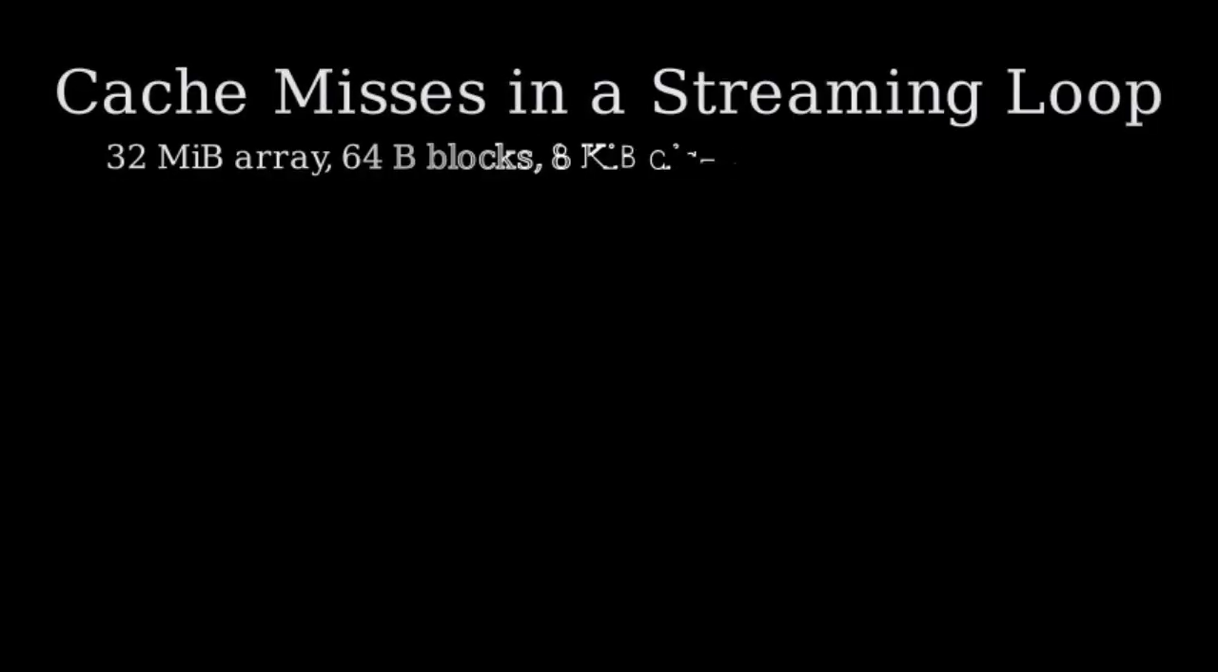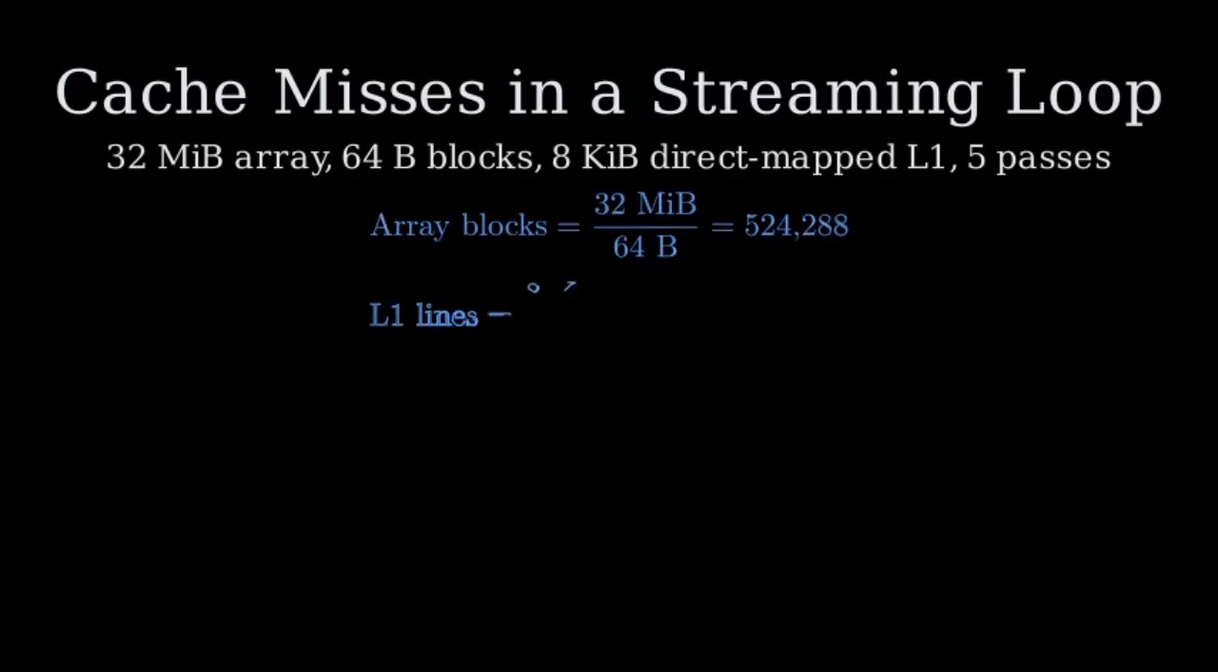In this lesson, we estimate cache misses for a streaming loop. A loop strides through a 32 megabyte array with 64 byte blocks on an 8 kilobyte direct mapped level 1 cache. We will do 5 passes and decide which miss type dominates. First, compute 2 key counts.